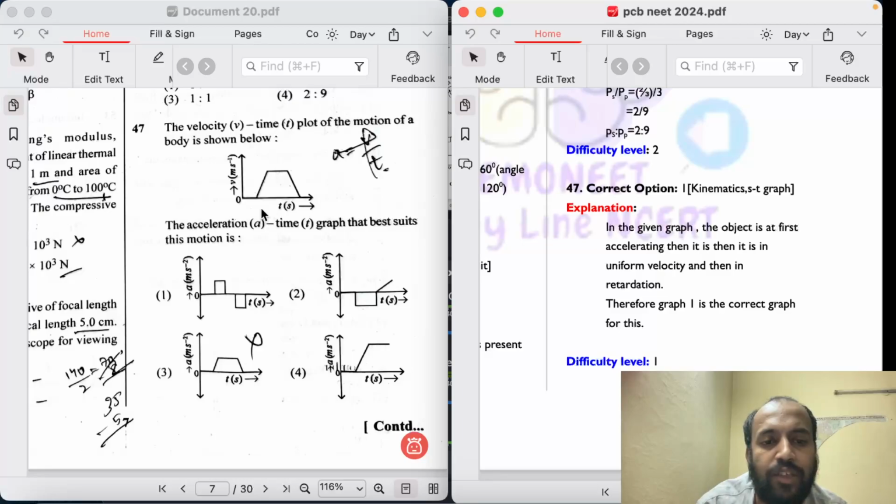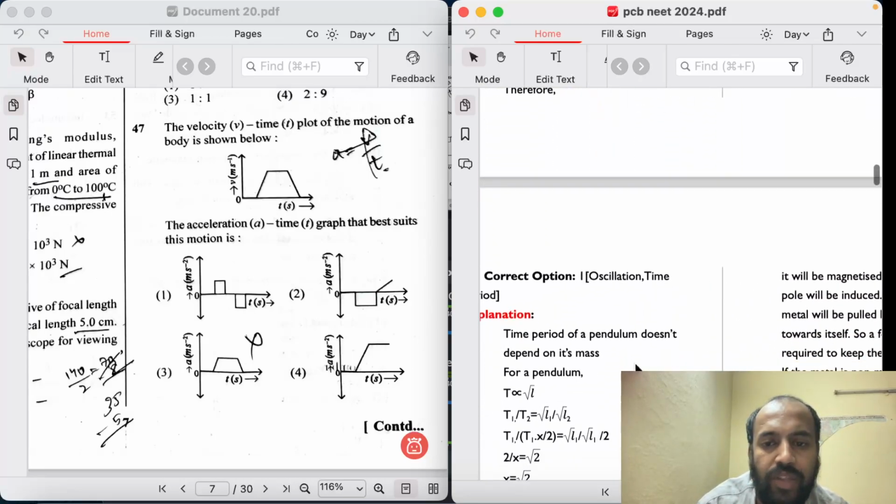Let's explain the rest of the part. You can see that if we consider this part, the velocity is constant. If the velocity is constant, then the acceleration would be 0, so this part is 0. Here the slope is negative, the velocity is reducing, that means it is retardation, so the acceleration would be negative. For this, the correct option would be nothing but 47(1). That's actually simple if you just look into the kinematics of things here.